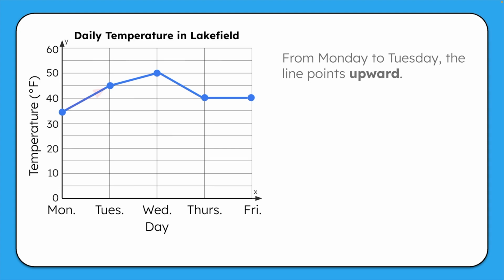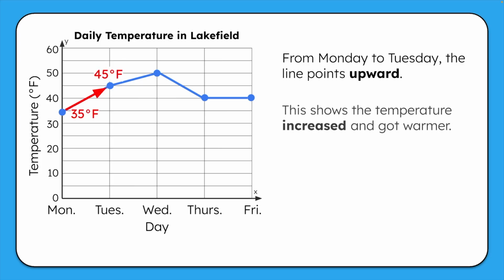The line from Monday to Tuesday points upward. What does that show? The temperature increased and got warmer. How much did the temperature increase by? We can find this by subtracting 45 minus 35, which is a 10-degree increase.